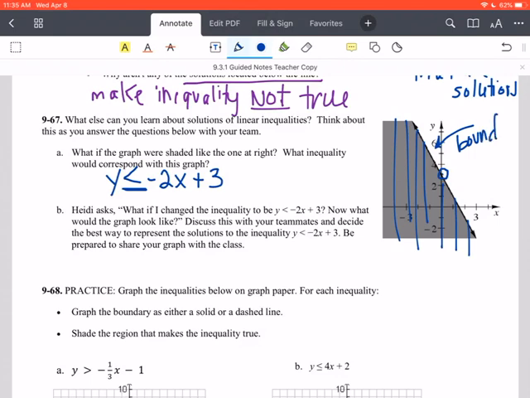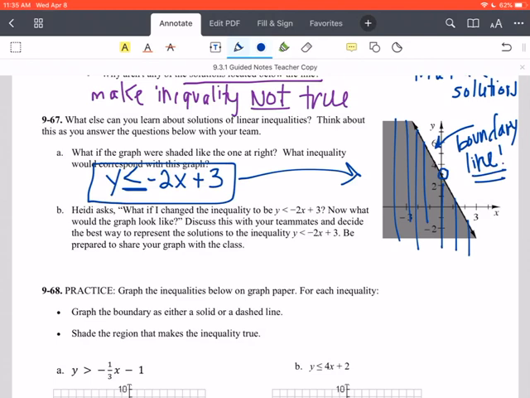So the boundary line, notice we used to have a boundary point, but now we have a boundary line, okay? All the points on the boundary line are going to make both sides equal. So this inequality corresponds to this graph right here. It's the opposite of what graph we just worked with.